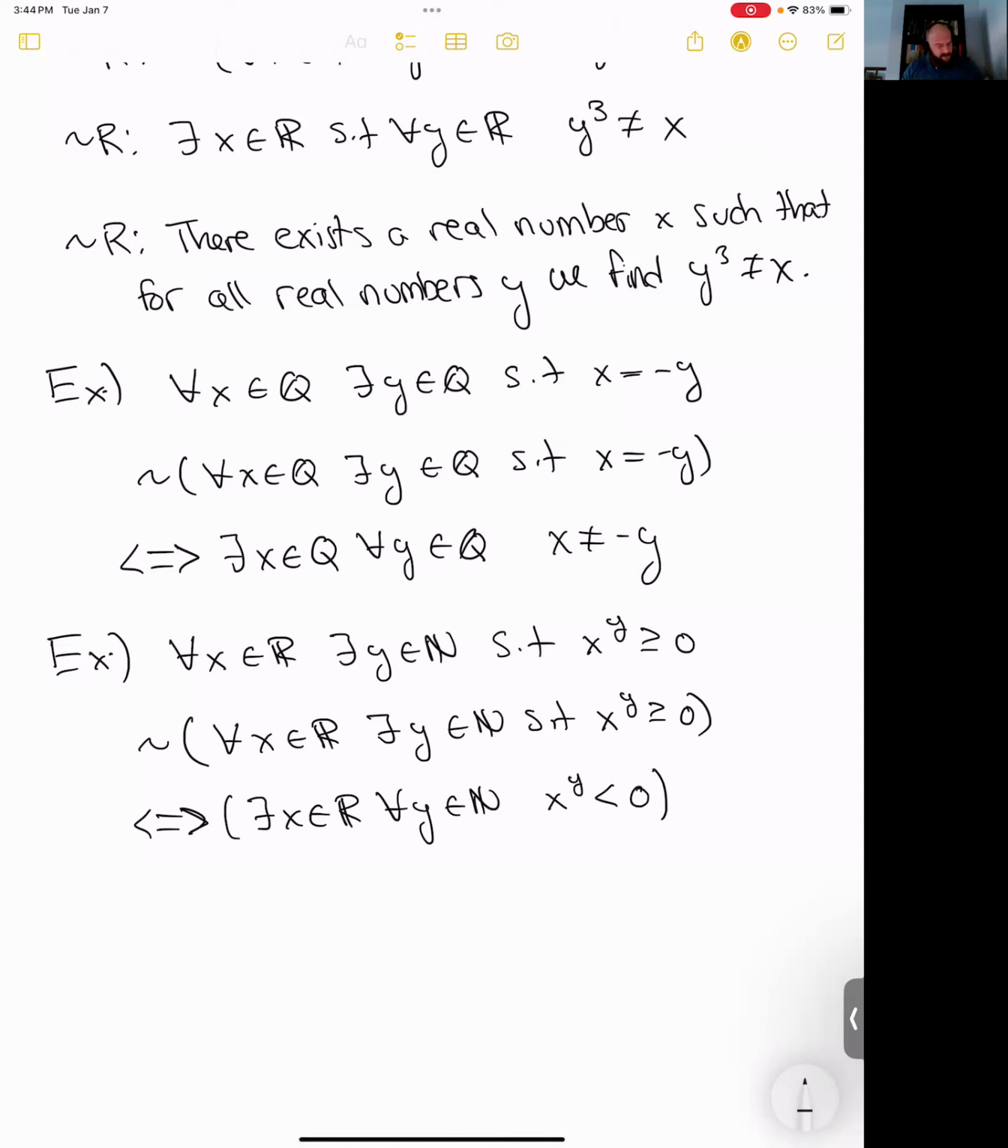Okay, good. So that's our first look at the relationship between nots and ands and ors, but mostly nots and existential and universal quantifiers. And we'll keep playing with this as we progress through the class.